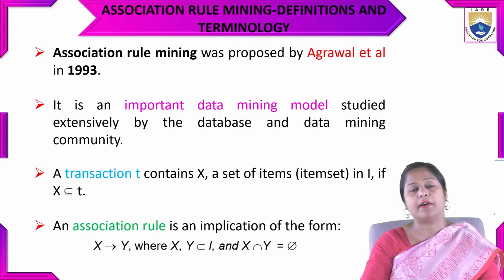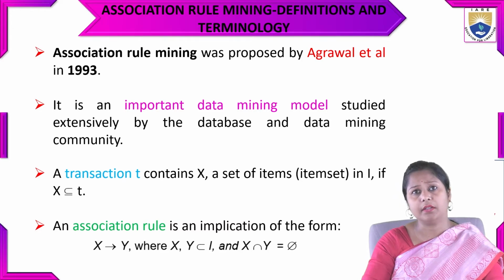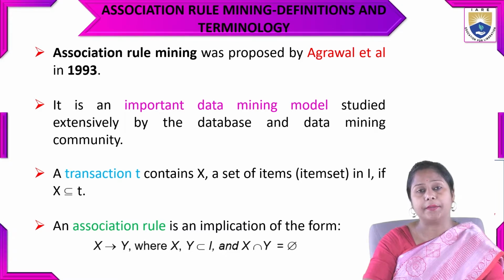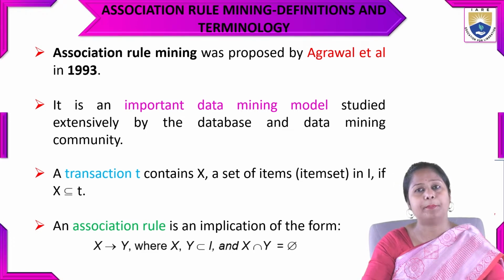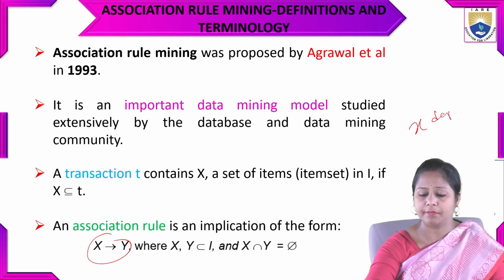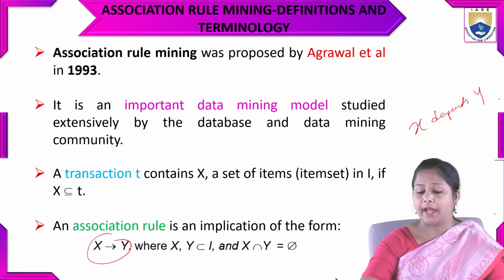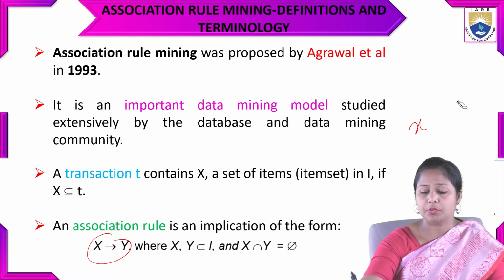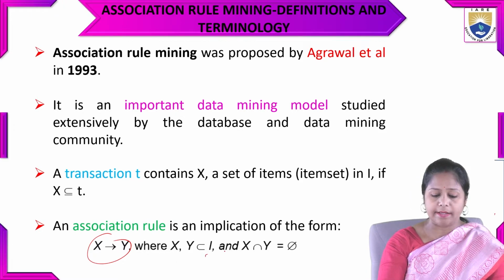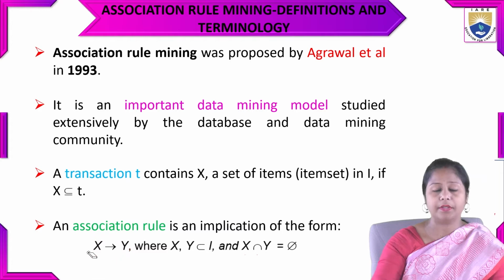Now the terminology: a transaction T contains X, which is a set of items, sometimes called an itemset, from I, if X is a subset of T. An association rule is an implication of the form X implies Y, where X and Y are subsets of I, and the intersection of X and Y is empty, phi.